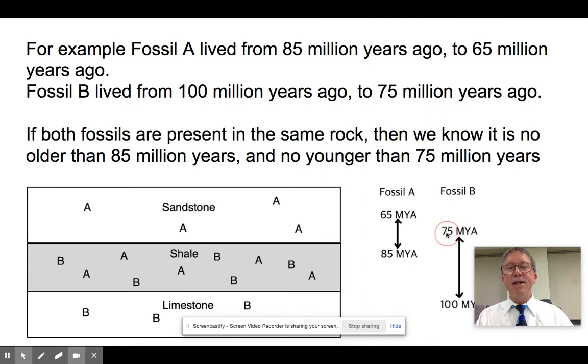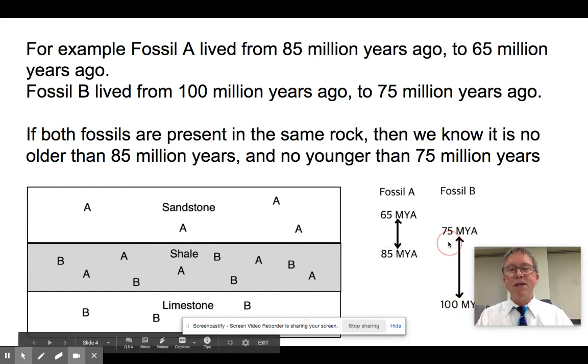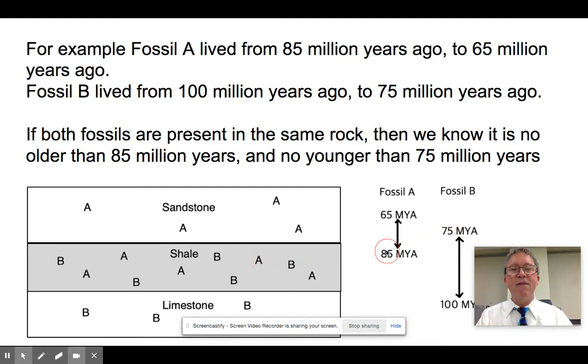It couldn't be any older than 85 million years because this one didn't exist yet, and it couldn't be any younger than 75 million years ago because this one went extinct then. So I know that this one right here had to have been deposited between 85 million years ago and 75 million years ago. And the point is, we actually find these assemblages of fossils in a lot of these rocks. So if you find a lot of different fossils, you can pretty well pinpoint the age of the sediment. It's a pretty cool technique we have for trying to figure out when these different events occurred.